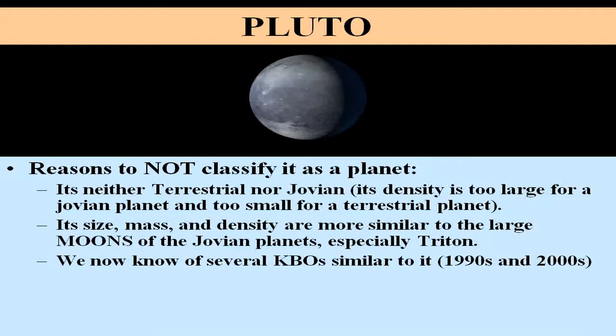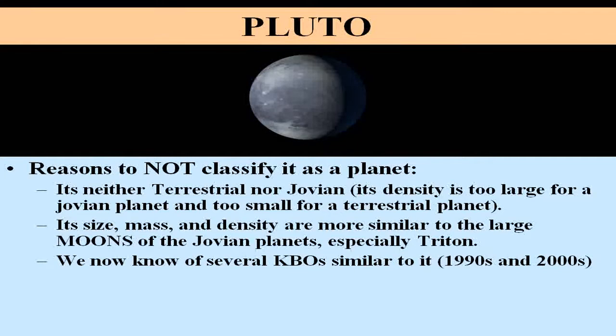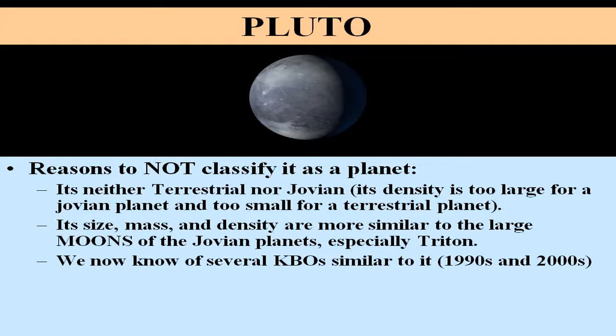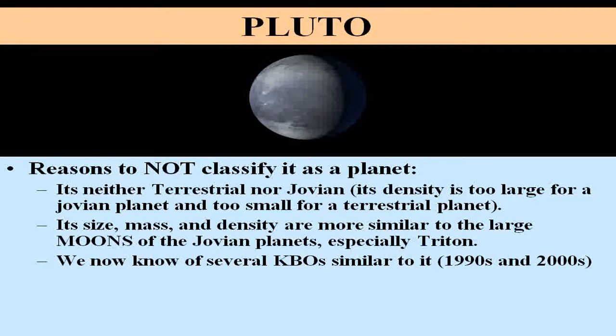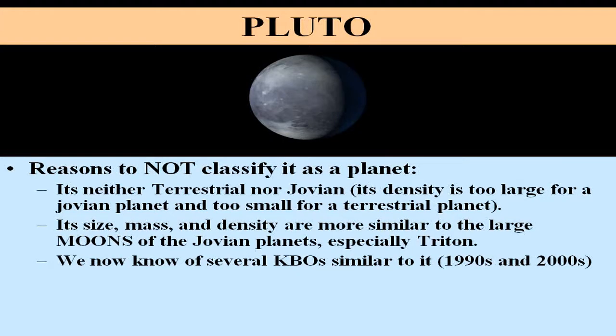And we now know several Kuiper belt objects that are similar to it, discovered in the 1990s and the 2000 era. So there are a lot of icy objects similar to it. So there's a problem there. If we keep Pluto as a planet, we're going to have to start naming these KBOs planets as well. And some of them we only see for a couple of years, and then they're gone for thousands of years. So we're going to have these planets that we never see for thousands of years, and we're going to start calling them planets. And that would be a major problem.